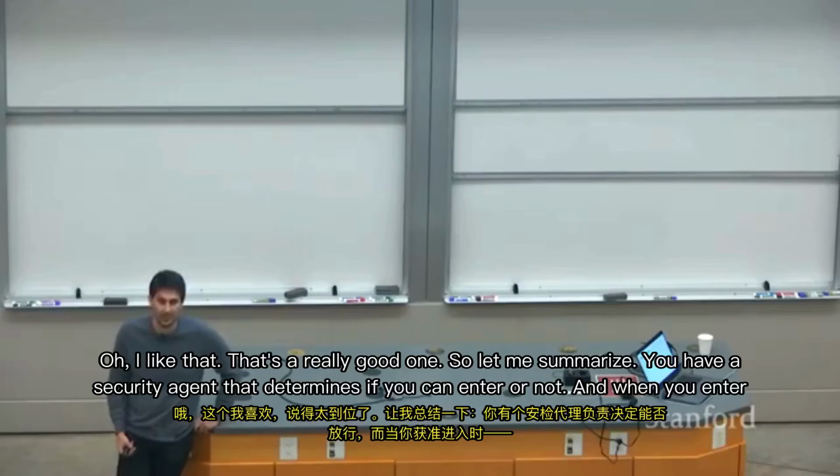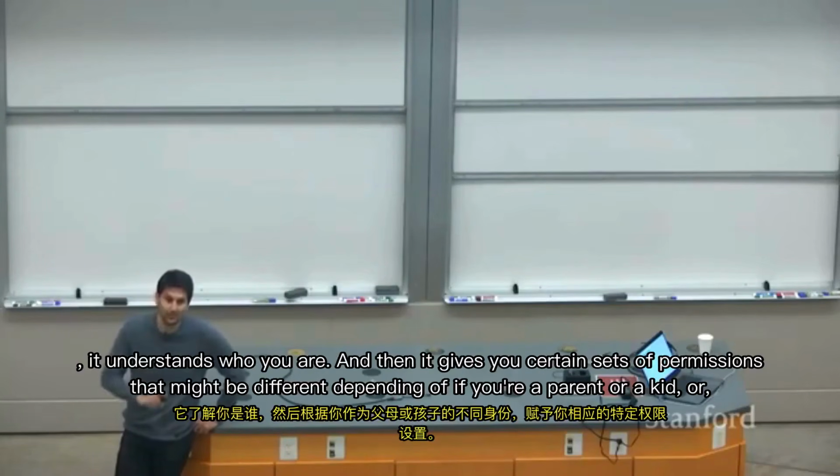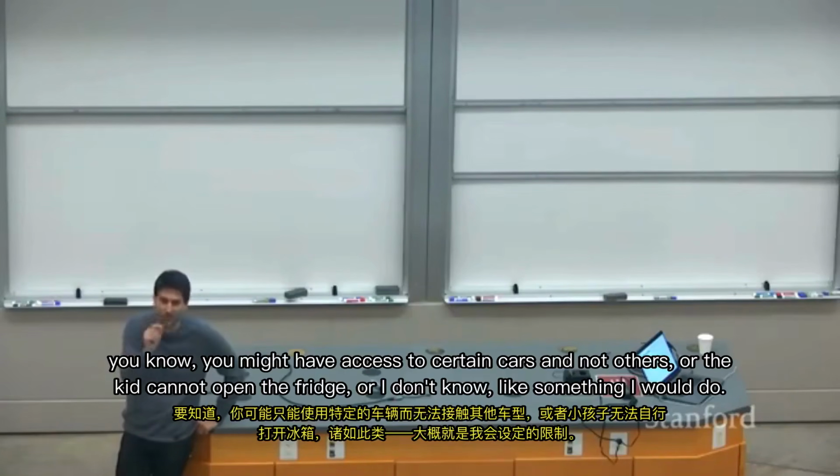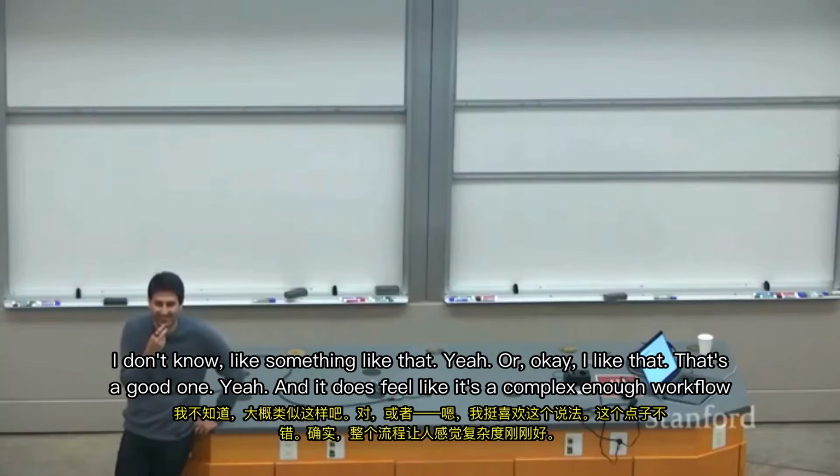Oh, I like that. That's a really good one. So let me summarize. You have a security agent that determines if you can enter or not. And when you enter, it understands who you are, and then it gives you certain sets of permissions that might be different depending on if you're a parent or a kid. You might have access to certain cars and not others, or the kid cannot open the fridge, or something like that. Yeah. Okay, I like that. That's a good one. And it does feel like it's a complex enough workflow where you want a specific workflow tied to that. I agree.